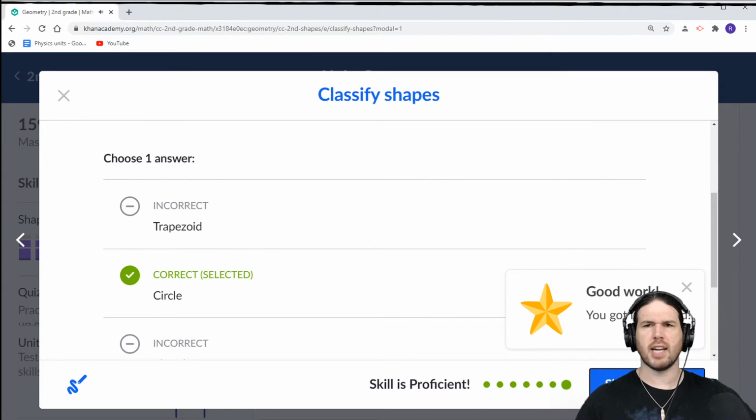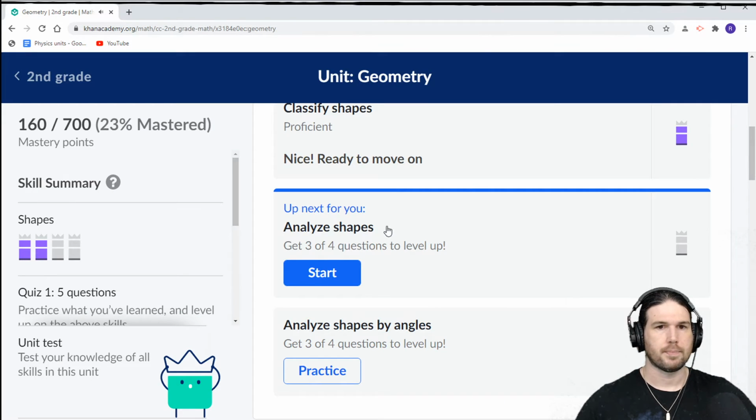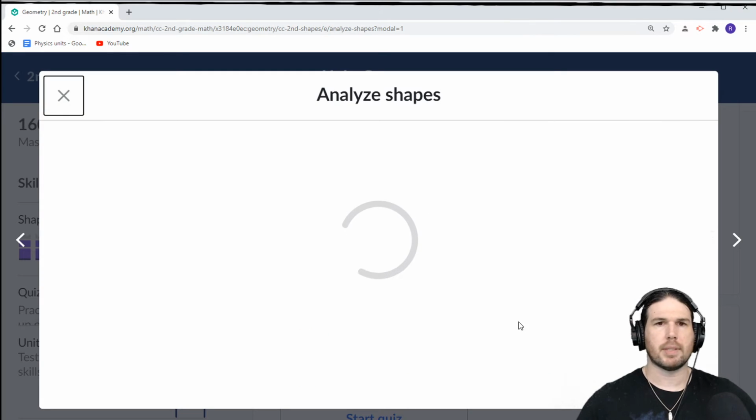Classify shapes, all done. Moving on. We got analyze shapes.